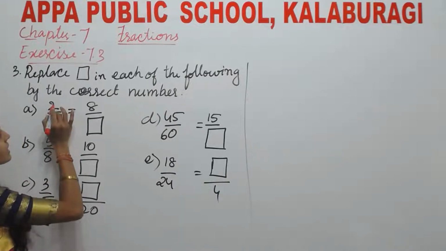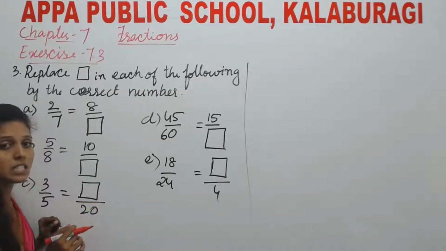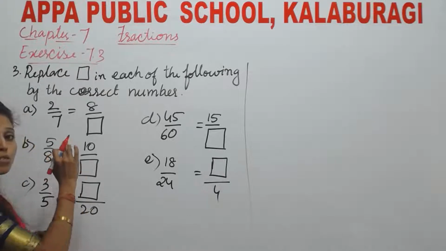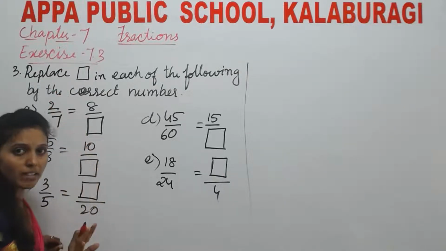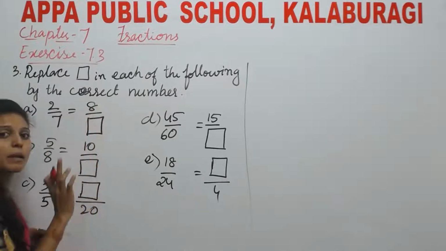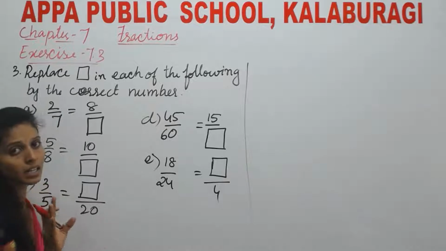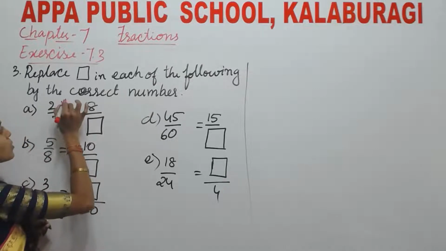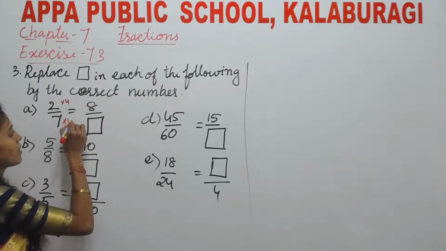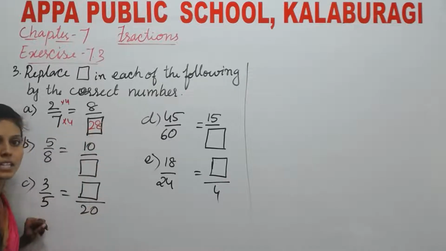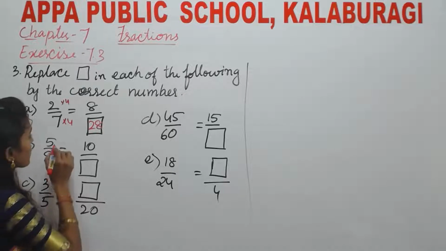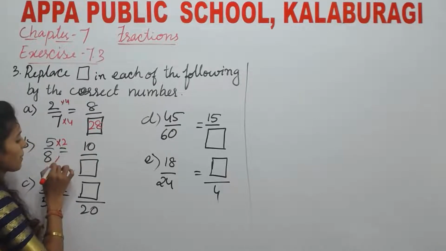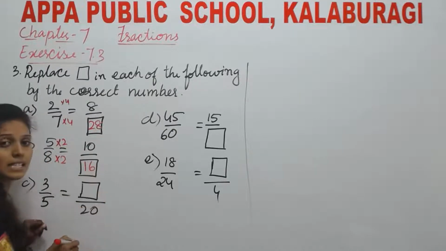So, see, in the 2 table, when will you get 8? As I said just now, whatever we want to do, multiplication or division or anything, we have to do the same for both the numerator and denominator. Here it is increased, which means multiplication. If it is decreased, it will be division. In the 2 table, when will you get 8? 2 4s are 8. Same thing, 7 4s are 28. Same way here also. In the 5 table, when will you get 10? 5 2s are 10. The same number should multiply the denominator also. So 8 2s are 16.